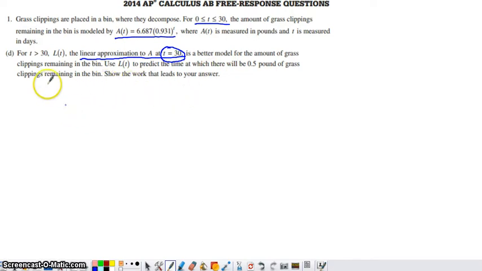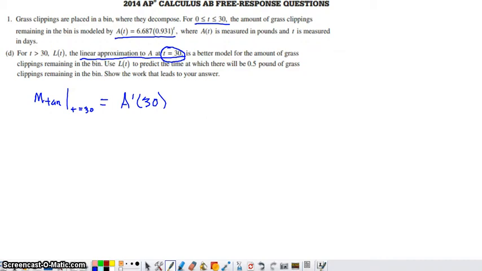So we need to find the equation of this tangent line first. We need to find L of t. So the equation of the tangent line is going to have a slope in it that's going to come from evaluating the derivative of A at 30. And so back in part A, we looked at a way to estimate the value of a derivative using the calculator at a certain point.